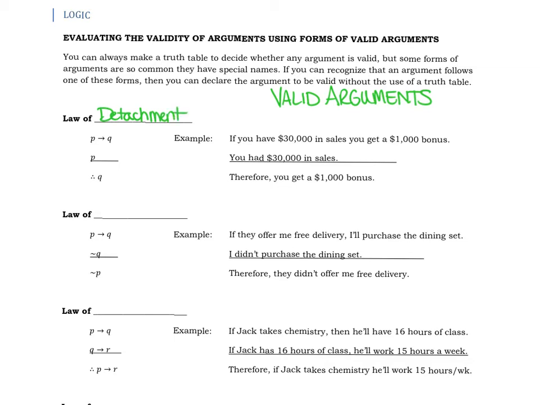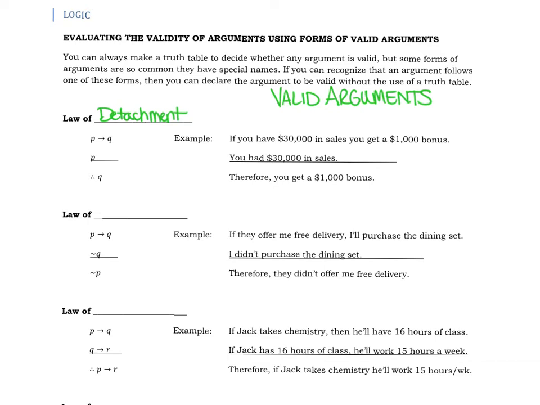The law of detachment would say: if P then Q, and P, then Q. As an example, if you have $30,000 in sales, you get a $1,000 bonus. You had $30,000 in sales, therefore the conclusion is you indeed get that $1,000 bonus.